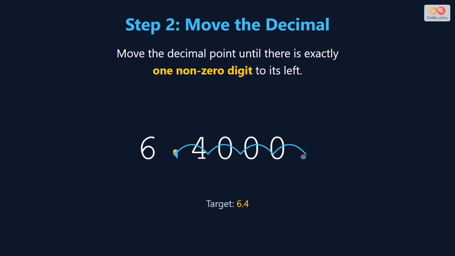Step 2 is to move the decimal point. You need to move it until you have exactly one non-zero digit to the left of the decimal. In this example, we move the decimal from the end until it sits between the 6 and the 4, creating the number 6.4.